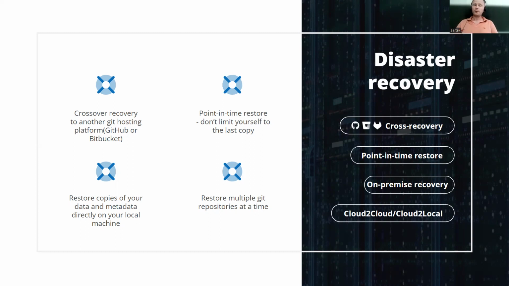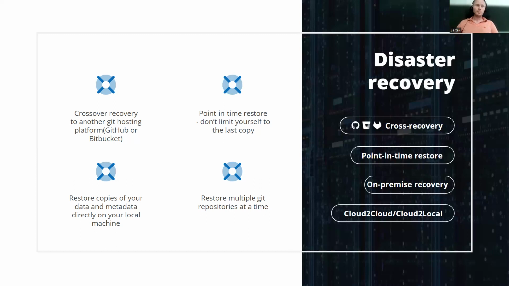Another thing when it comes to disaster recovery and the restore process and best practice is to be able to simply download your copy to your local device. In that case, you can use GitProtect and simply download your data from your own cloud, from the cloud that we provide, to your local device and use it as you wish.